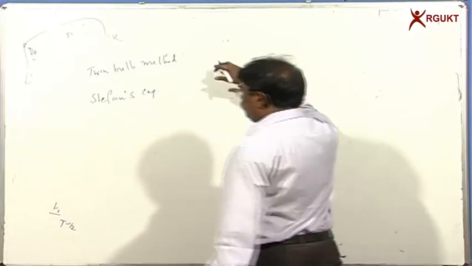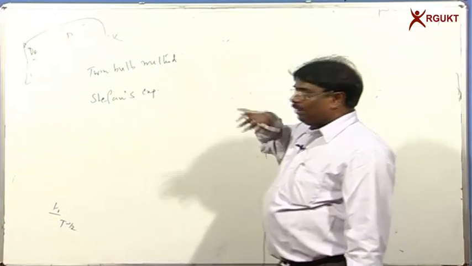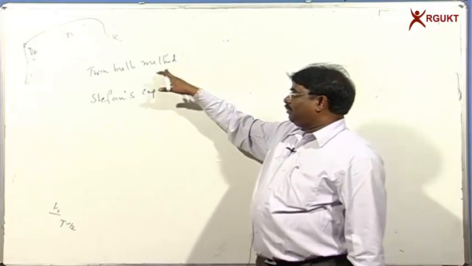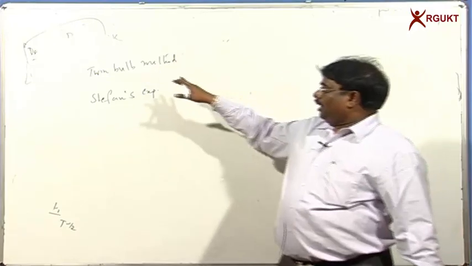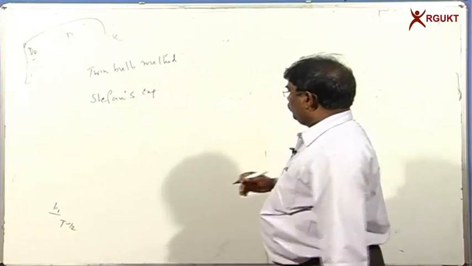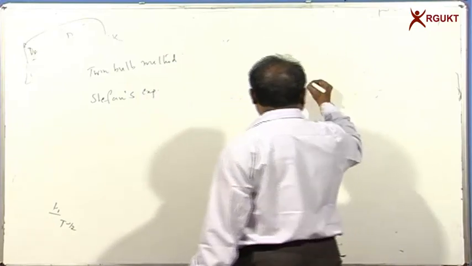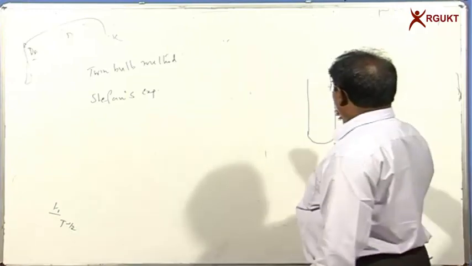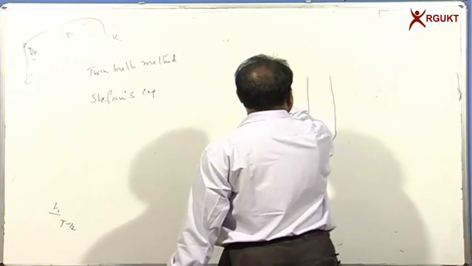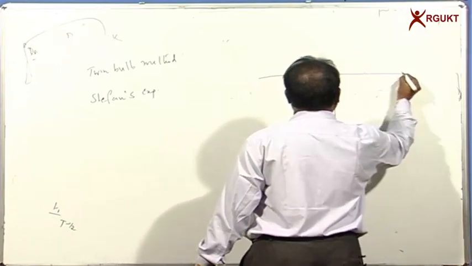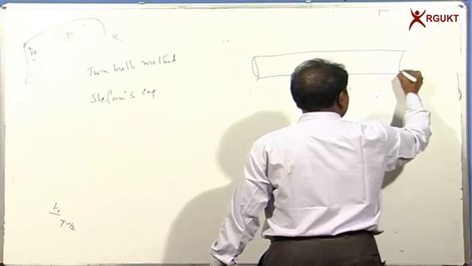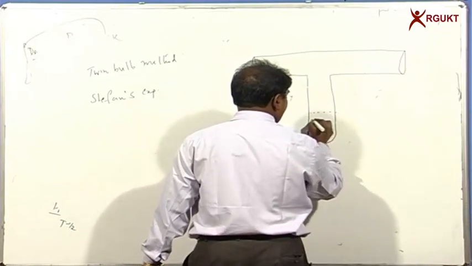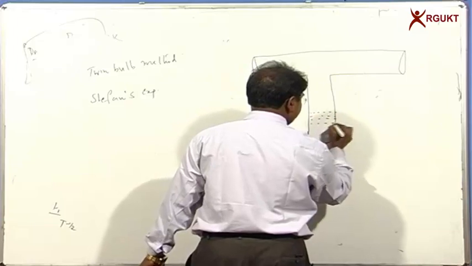So I am not going to discuss anything about the twin bulb method. If you are really interested to know about it, you can take any book on mass transfer operations, where you can find the twin bulb method. Here we are going to discuss Stefan's experiment. In Stefan's experiment, we have a narrow vertical limb connected with a horizontal tube, and here we take some volatile liquid.